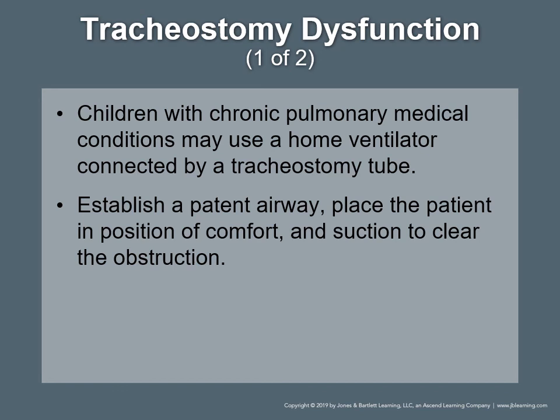Tracheostomy dysfunction. Children with chronic pulmonary medical conditions may use a home ventilator connected by a tracheostomy tube. It is placed in the neck. Complications include obstruction by secretions, mucus or foreign bodies, bleeding, leaking, dislodgement, or infection.